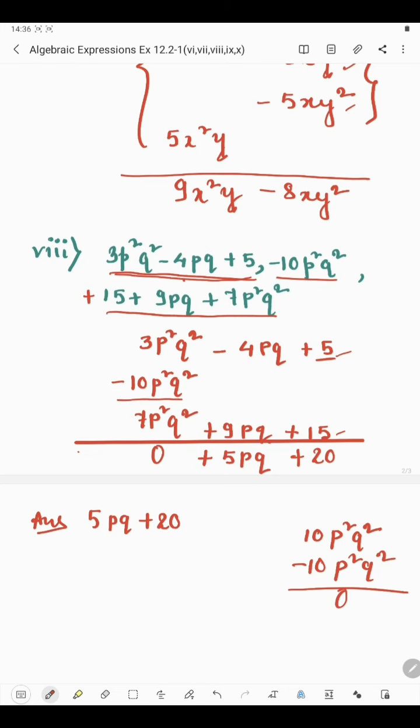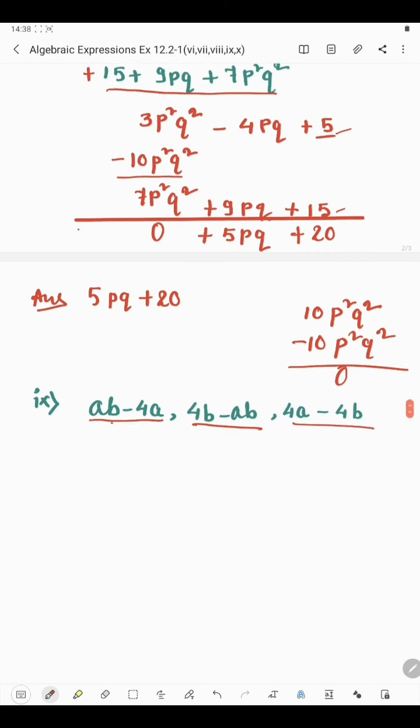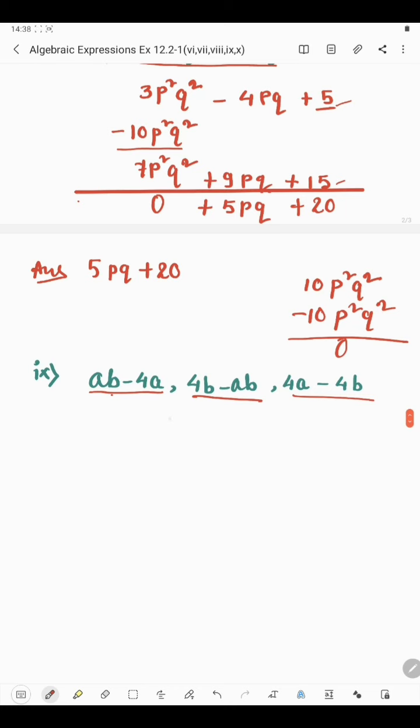Okay, now coming to the next part. Now in the 9th part we have ab minus 4a comma 4b minus ab comma 4a minus 4b. Now here ab minus 4a, after this a comma is given, that means this is one expression. 4b minus ab, after this again a comma is given, so this is one expression and this is one expression. So we will have to write these three expressions in three different lines, as we are adding by the column method.